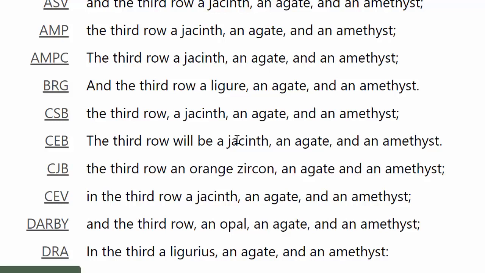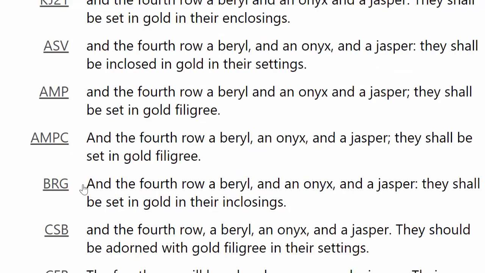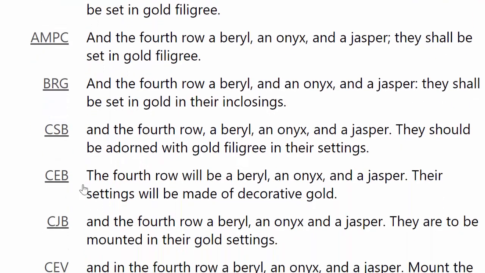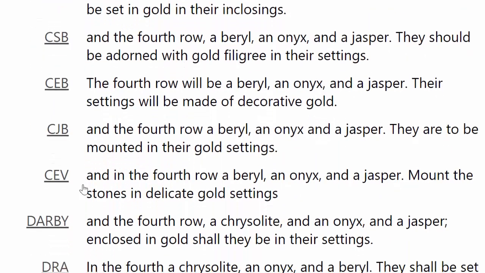Because like you see here in the third row, you see jacinth, but then up here you see a ligure, and then down here you see a zircon. So which one is it? Ligure, opal, jacinth, or zircon? That was in the third row. And then we see in the fourth row, it says beryl, onyx, and jasper. And they seem to be pretty clear.